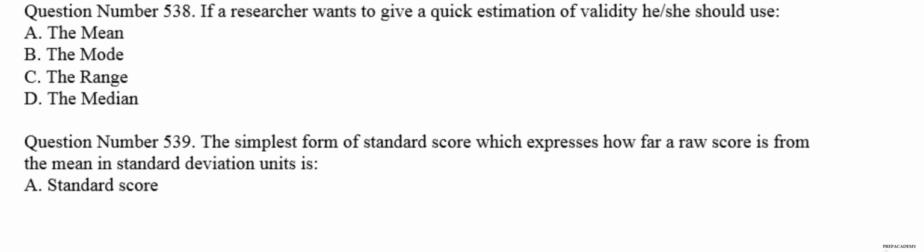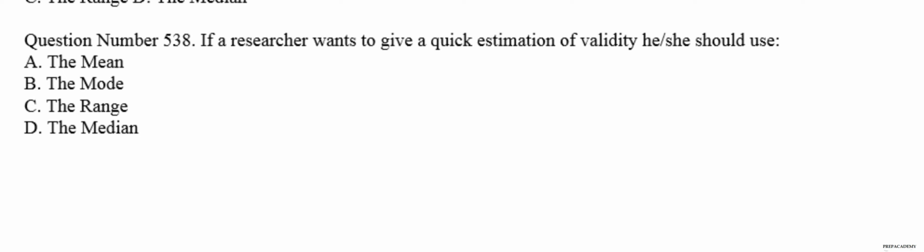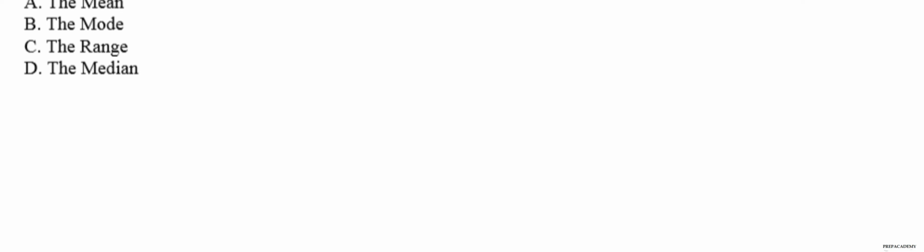Question number 538. If a researcher wants to give a quick estimation of variability, he/she should use A. the mean, B. the mode, C. the range, D. the median. The correct answer is option C, the range.